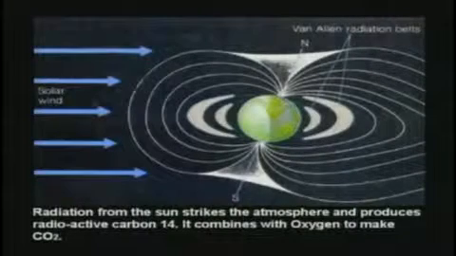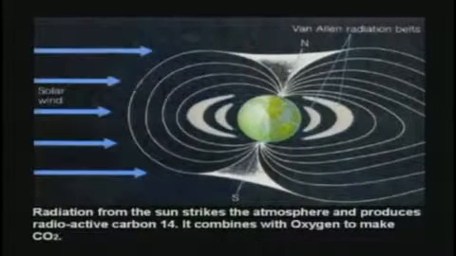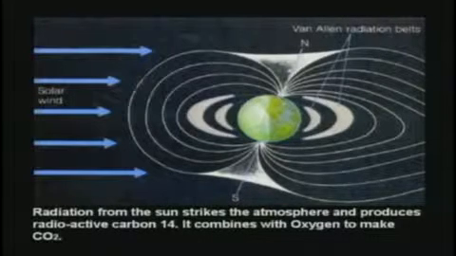It's produced by radiation striking the atmosphere. Sunlight strikes the atmosphere, slaps the nitrogen around, and turns it into carbon-14. So it all starts by the sunlight hitting the atmosphere. Just to give you the procedure here, about 21 pounds of carbon-14 is produced every year, and that is spread out all over the world.